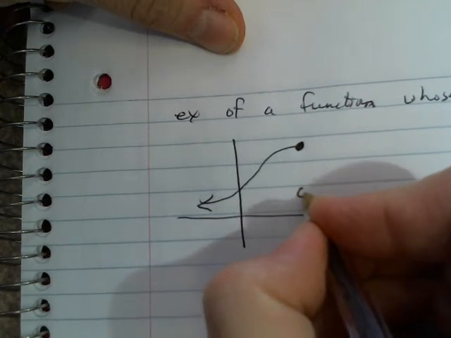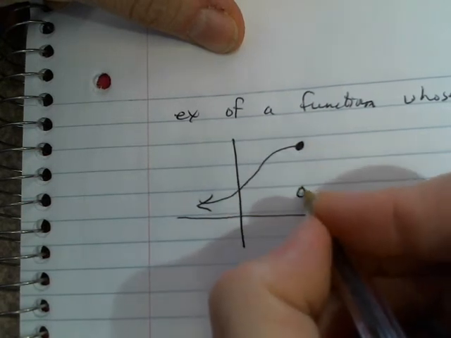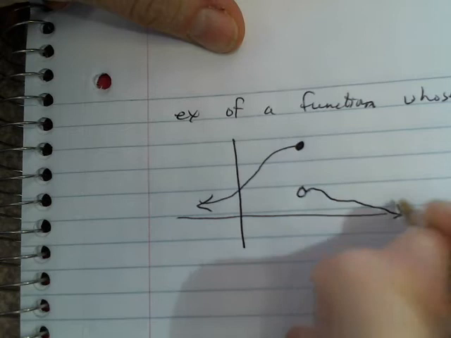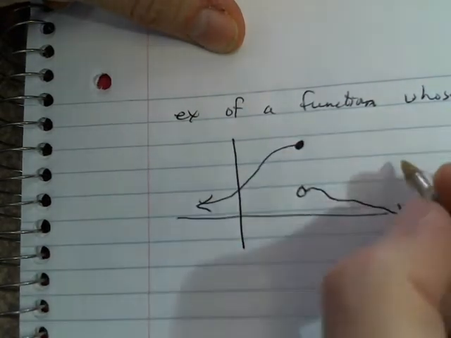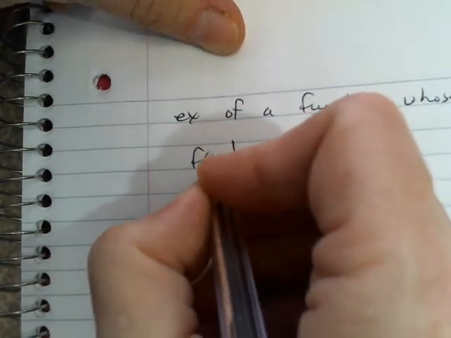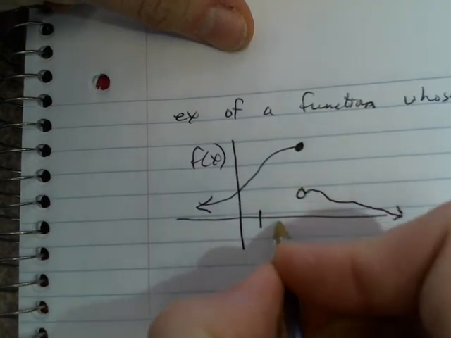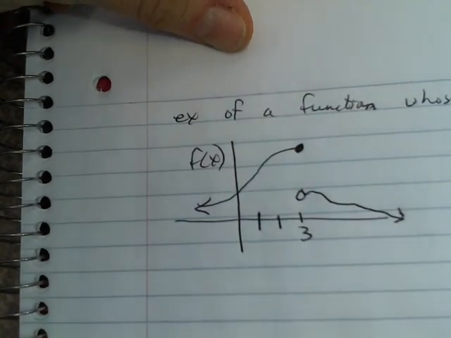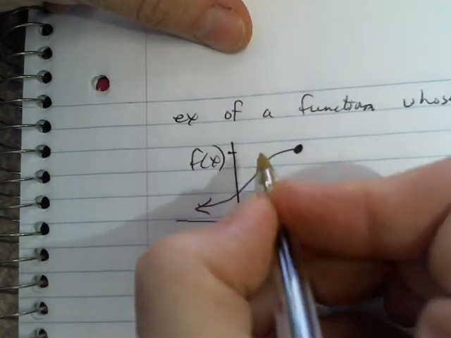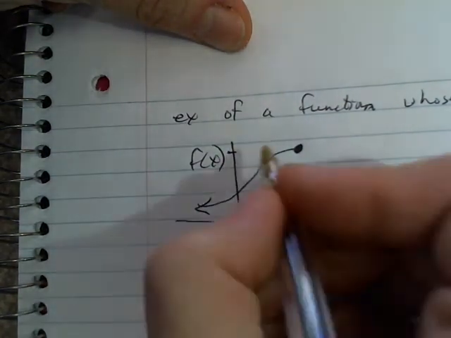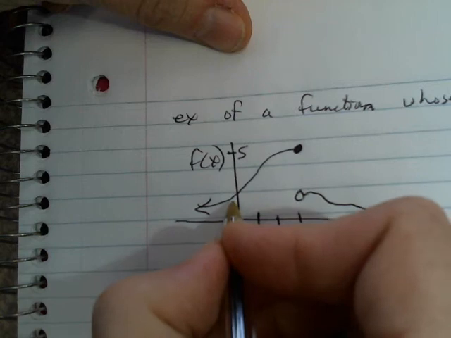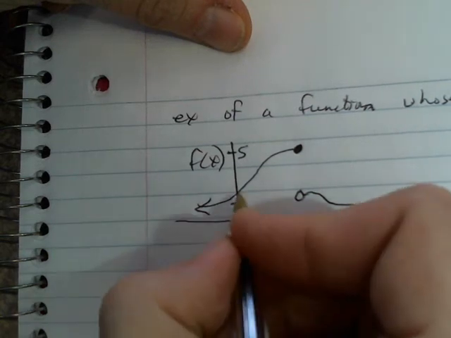And then we have directly underneath it an open circle, and then this graph is going down from here. But this whole graph is called f of x. So this is a piecewise function. And let's say this x value is 3. Let's say this y value up here is, I don't know, a 5. And let's say this y value right here is a 1.